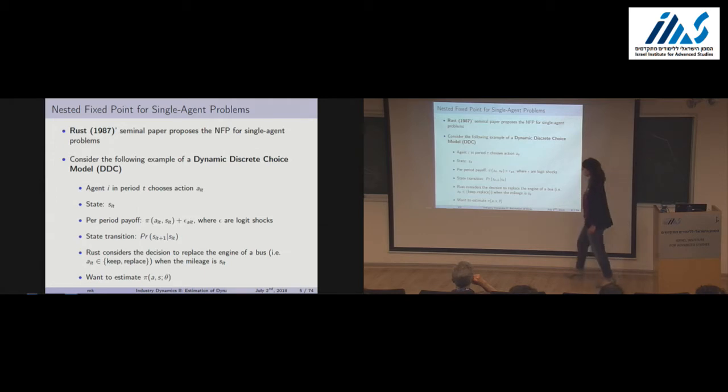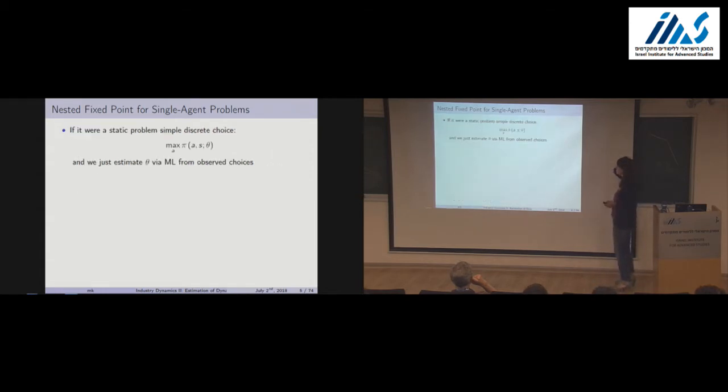And what you want to estimate is this payoff function theta. So imagine this payoff function as having some parameters like the replacement cost of an engine. This would be like a switching cost parameter, and then how much costs are changing with the mileage of the bus. So these are the parameters that we actually care about.